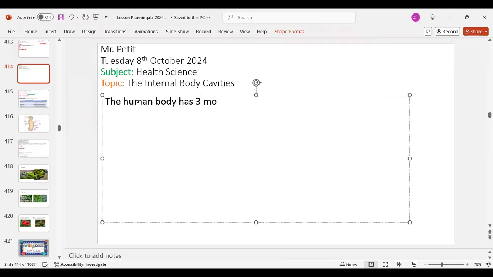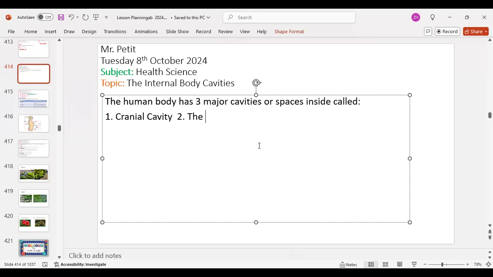Okay, so the human body has 3 major cavities. How many major cavities? I know them. I'm currently on this topic. So the human body has 3 major cavities or spaces inside. For those who know them, tell me. The thoracic cavity, the cranial cavity, and the abdominal cavity. Very good.